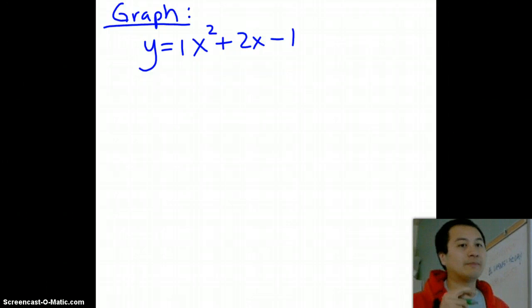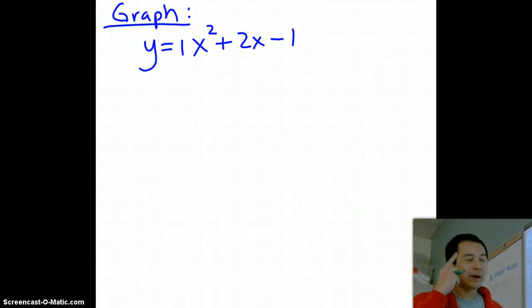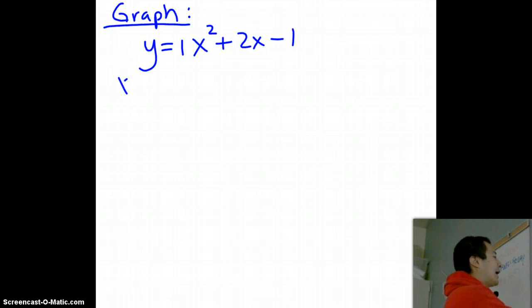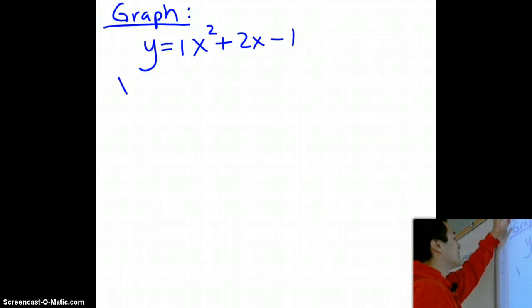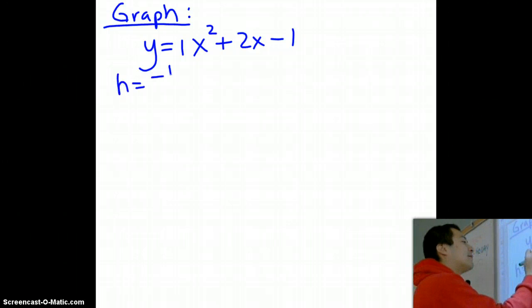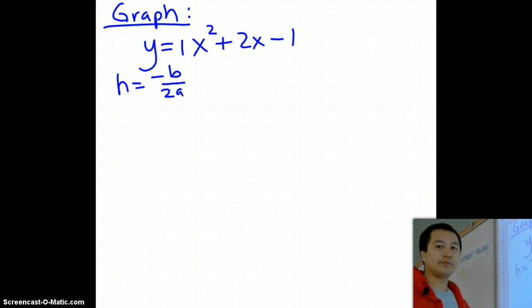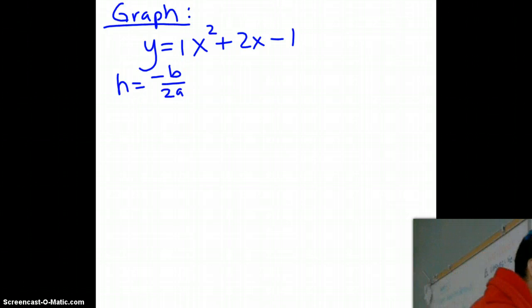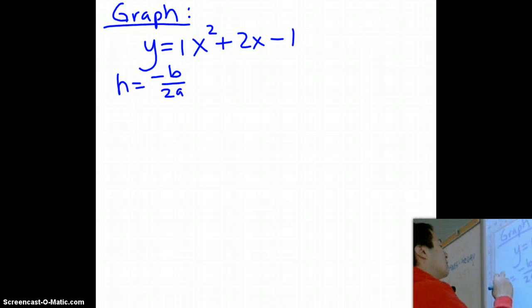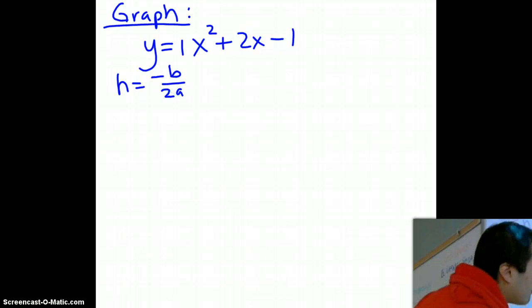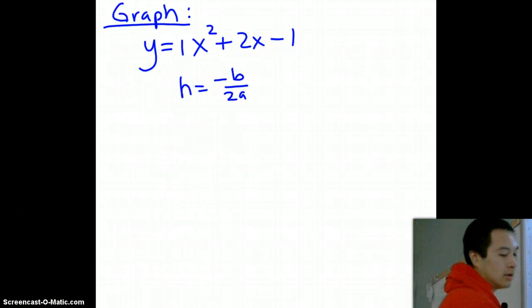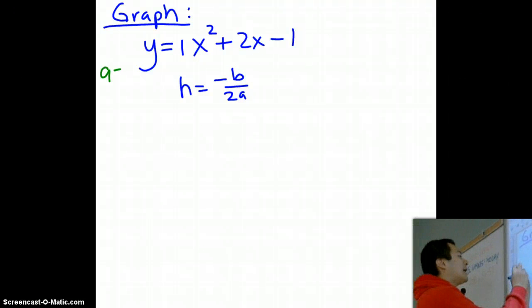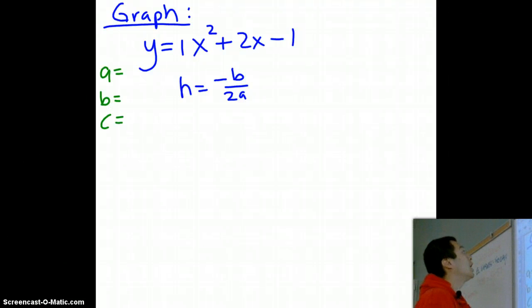Every time you use a formula, please write it down. The more you write it down, the more you're going to remember it. H equals negative B over 2A. What's A? What's B? What's C? I'm not too sure, so I'm going to do this first, and you should do this always. You're going to find out what A, B, and C is.